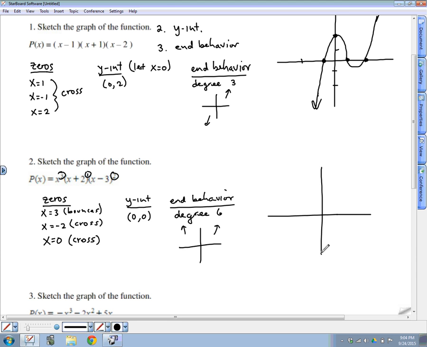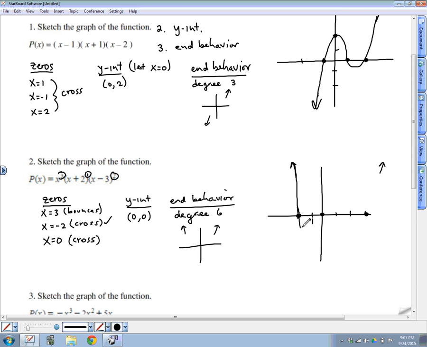So, thinking about a graph, we have an x-intercept of 3, an x-intercept of negative 2, and an x-intercept of 0. And that's also our y-intercept. And end behavior, left side is up, right side is up. So, going from left to right here, trying to connect the pieces, the graph crosses through the x-axis at negative 2, right here.